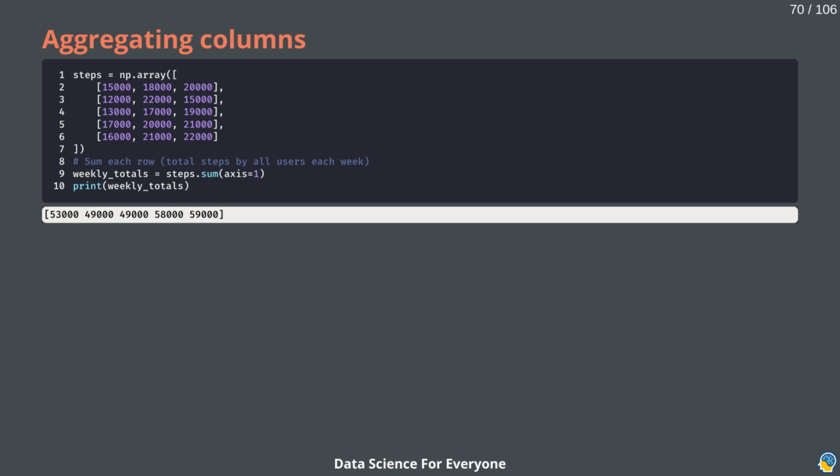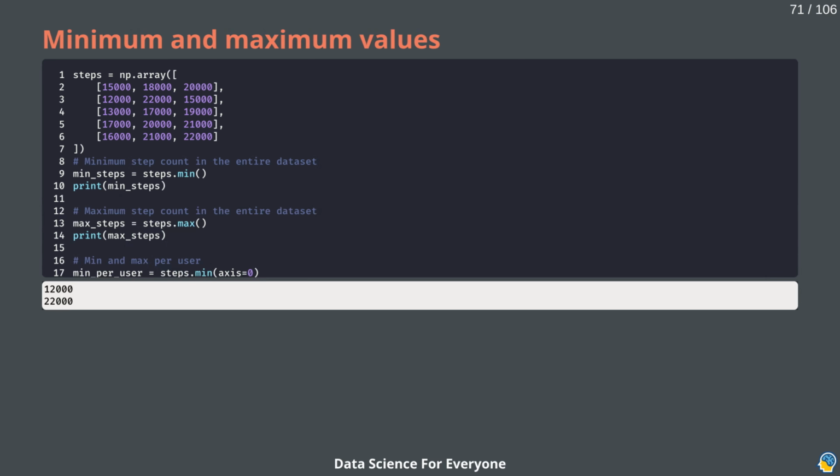If we set axis equals to 1, the function adds across the columns instead. That gives us the total number of steps taken by all users each week. It helps us see which weeks had more overall activity. The min and max methods work like sum. With no axis set, they return the smallest and largest values in the entire array. In our dataset, the lowest step count in any week for any user is 12,000 and the highest is 22,000.